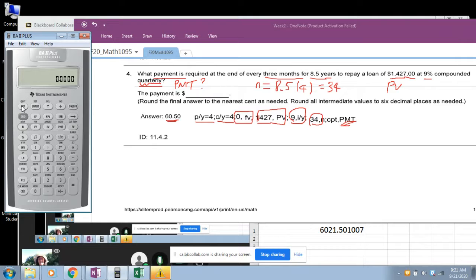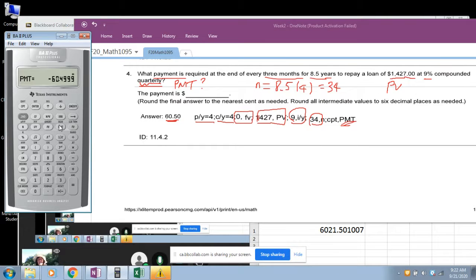After you set up, as a precaution, the future value equal to 0. And the present value is 1,427. That is the present value. And 9 is the interest, IY equal to 9. 34 is the term, N, and then you compute PMT.